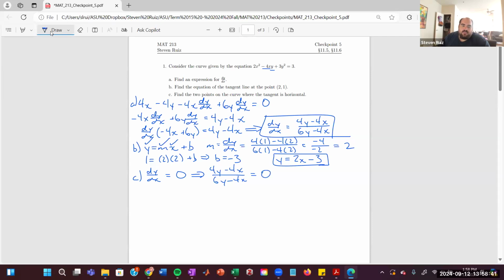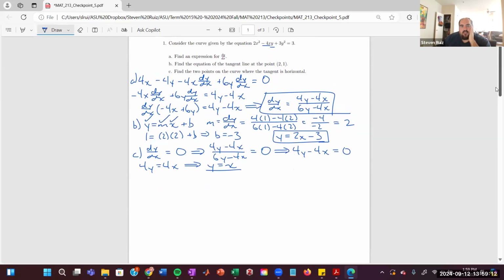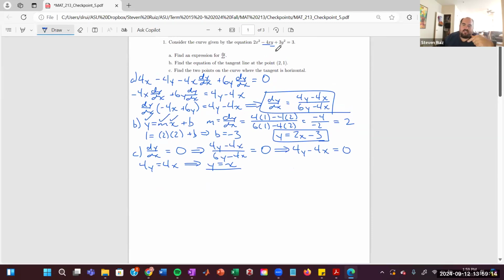What is going to make this equal 0? That's only going to happen if the numerator is equal to 0. So then I get 4y minus 4x equals 0. If I solve here, I get 4y equals 4x, or y equals x. So here's what I found. This is very important information. There are points on this curve where the tangent is horizontal, and those are going to happen precisely where the y and the x coordinate are the same thing.